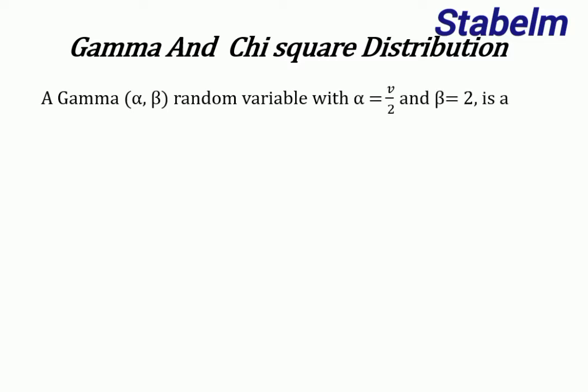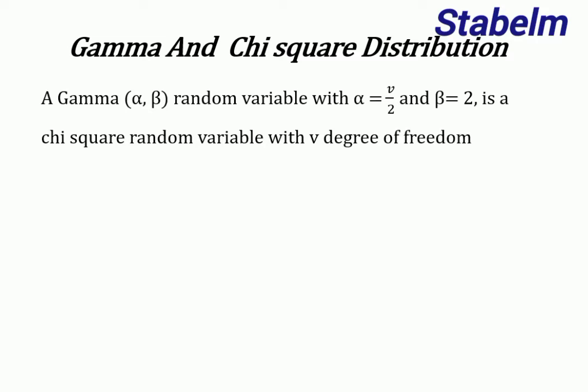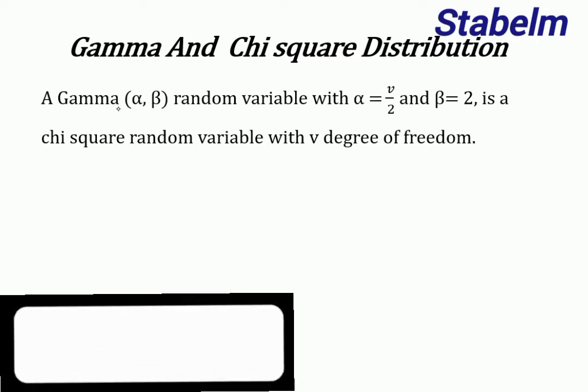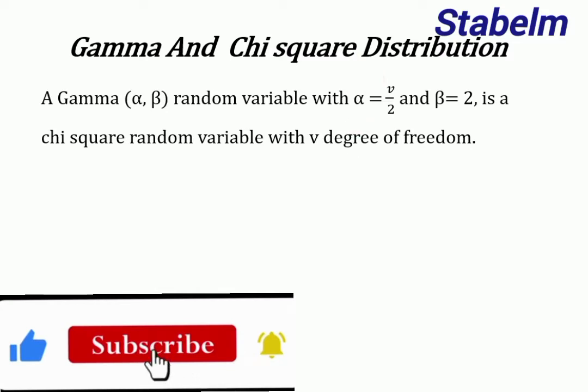A gamma(alpha, beta) random variable with alpha equals v over 2 and beta equals 2 is a chi-square random variable with v degrees of freedom. That is, when we set alpha to be equal to v over 2, where v stands for degrees of freedom, now we have beta to be equal to 2.